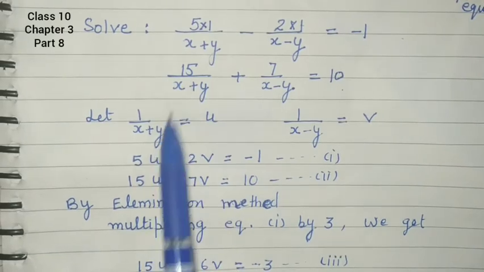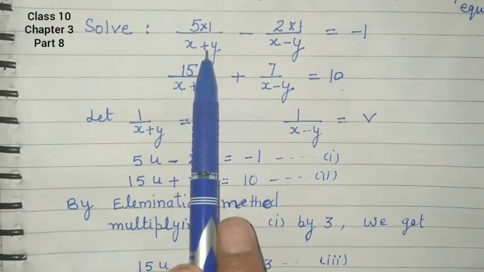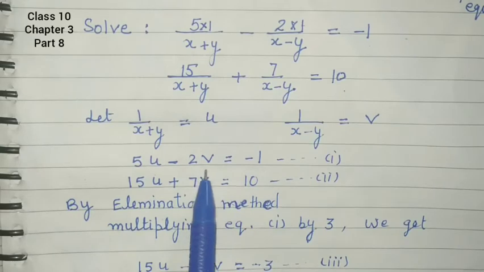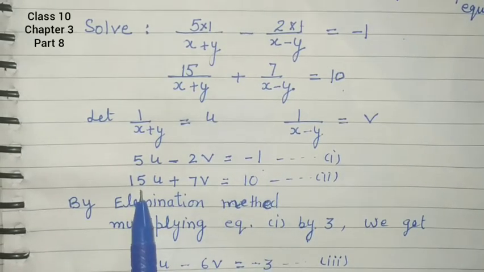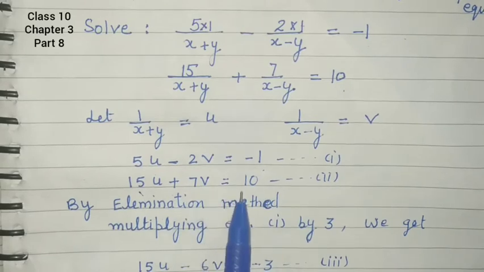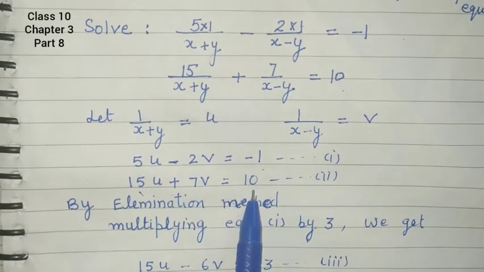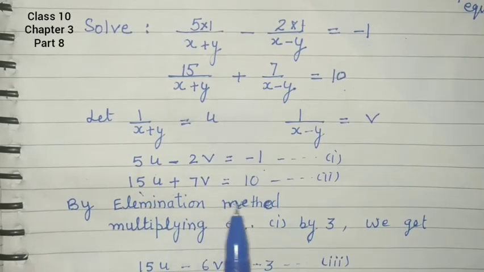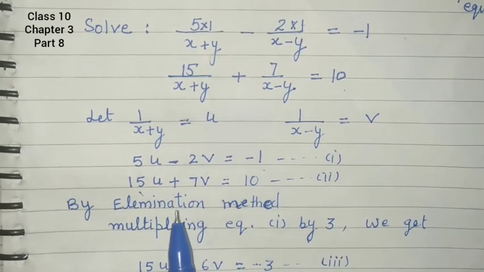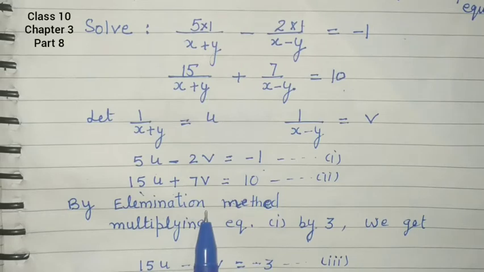So by putting the value 5 into 1 upon x plus y, we get 5u minus 2v is equal to minus 1. And in the second equation we get 15u plus 7v is equal to 10. Here I am using the elimination method. You can use any of the methods, substitution or cross multiplication.